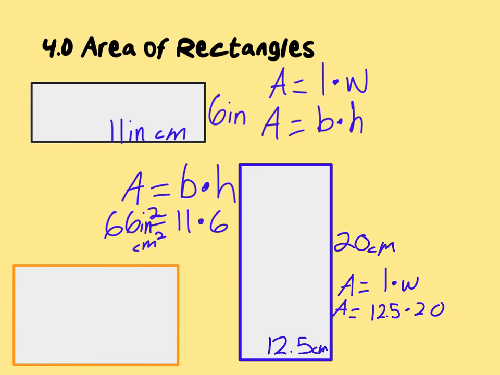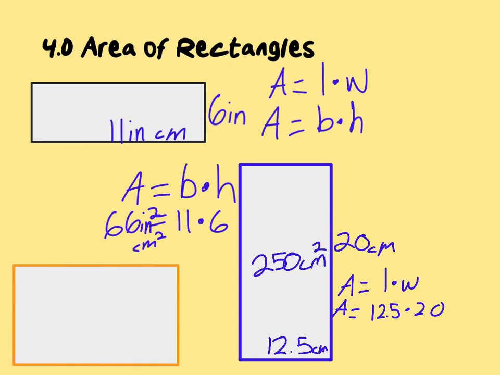And if I multiply those together, it's going to give me my area. And yes, from this point forward, you can use a calculator. So if you wanted to get your calculator out, you could follow along with me. I'm going to go 12.5 times 20, and it gives me 250. So I know that my answer is 250 centimeters squared.